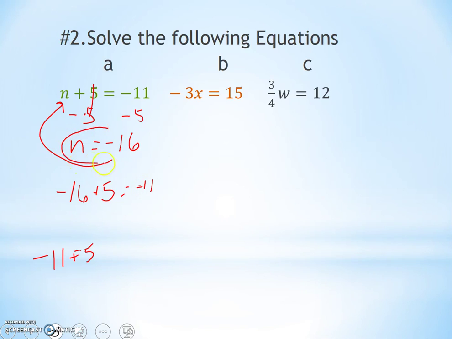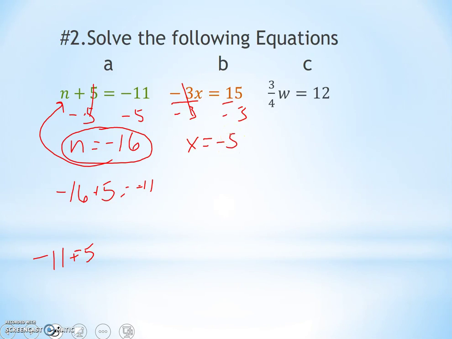So our solution is n equals negative 16. For part B, we're multiplying by negative 3. So we're going to divide by negative 3 because those are inverses of each other. And so if we divide by negative 3 and multiply by negative 3, those undo each other. And then on the right-hand side, 15 divided by negative 3 is negative 5.